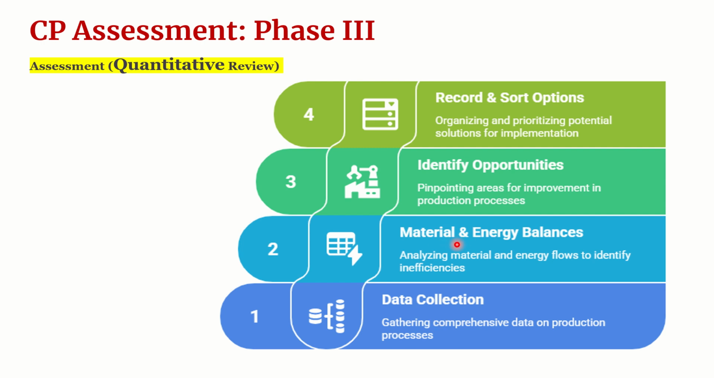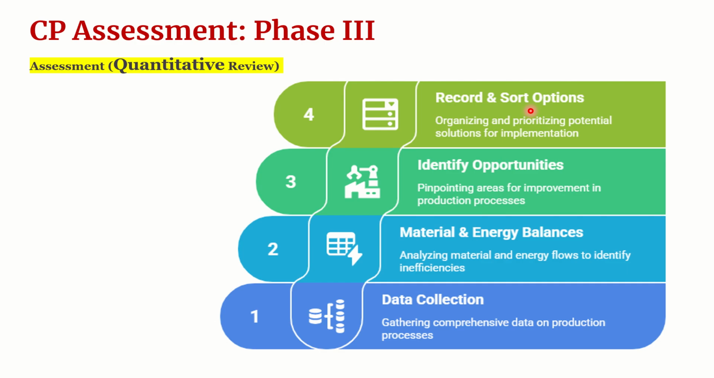The next one, material and energy balances. So perform a detailed material and energy balances for specific processes or the entire facility to quantify losses and identify inefficiencies. Then identify opportunities. Brainstorm and identify potential cleaner production options based on data analysis and also understanding of the process. Then record and sort options. So you have to categorize and document the identified options for further evaluation.